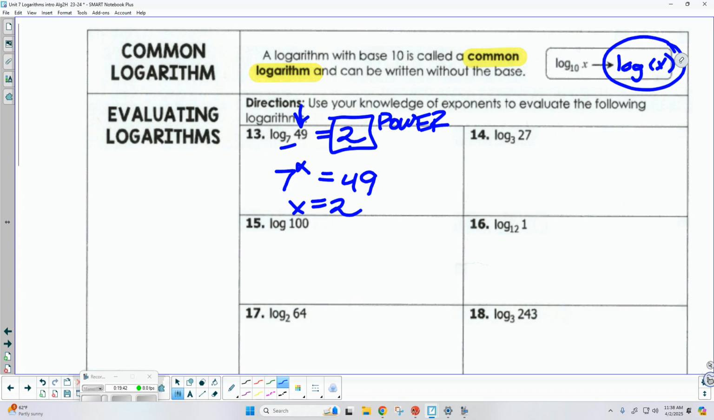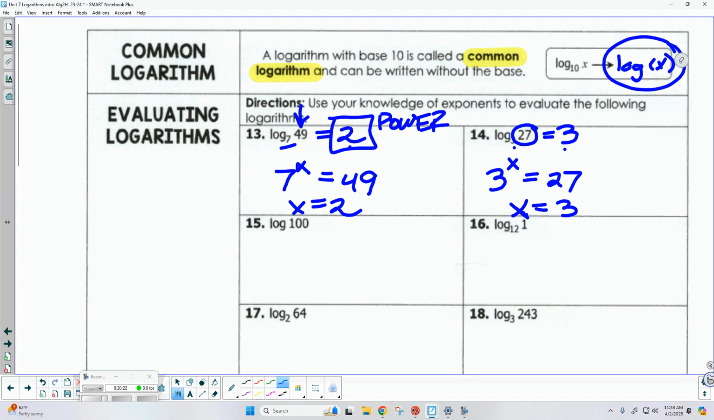Okay. So let's say log base 3 of 27. I don't know what that is. So what would this be as an exponential? Base 3 to the power x equals 27. So 3 to what power would give me 27? x equals 3. So why does log base 3 of 27 equal 3? Well, because 3 to the third power gives me the argument. That's what's inside the log. We refer to that as the argument.